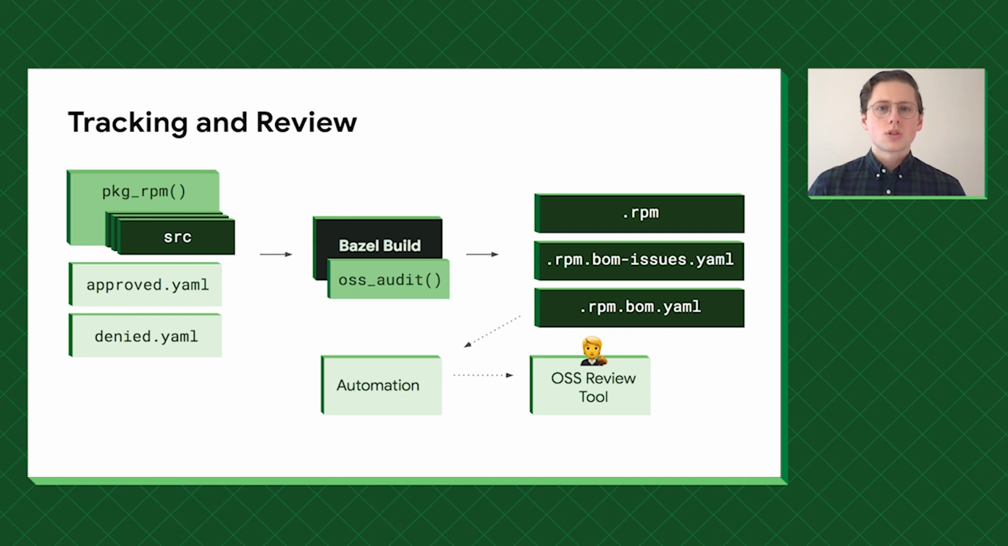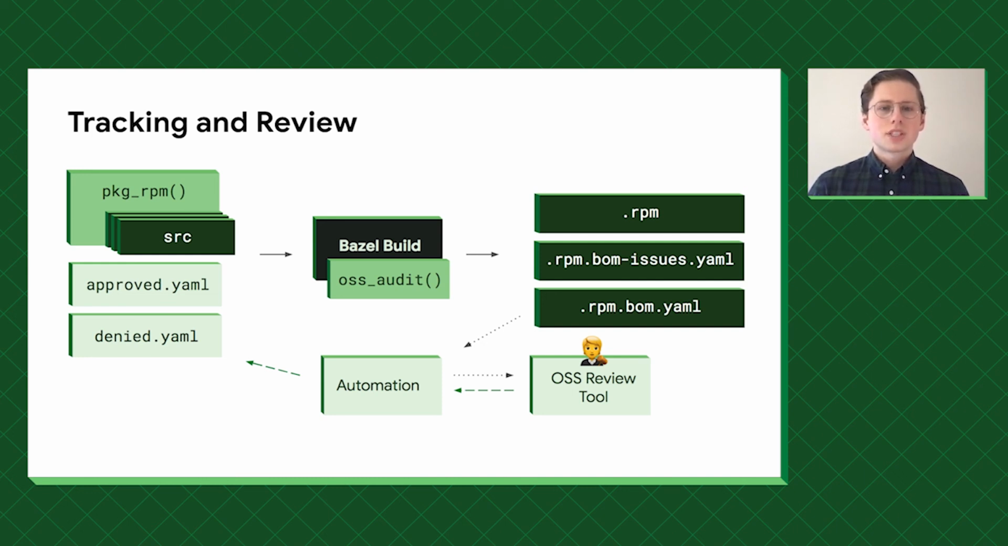This automation also queries the OSS review tool for the most up-to-date list of approved and denied packages, and submits them back into source control for use by the next build. Now, if any packages are denied for use, developers are notified the next time the build runs. This is how we've integrated OSS audit with our existing OSS review tool.